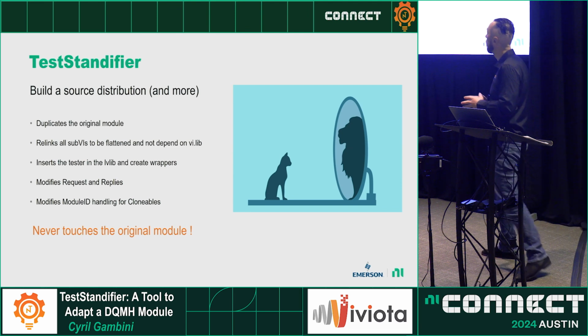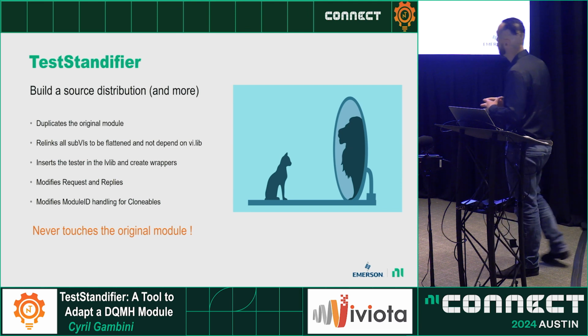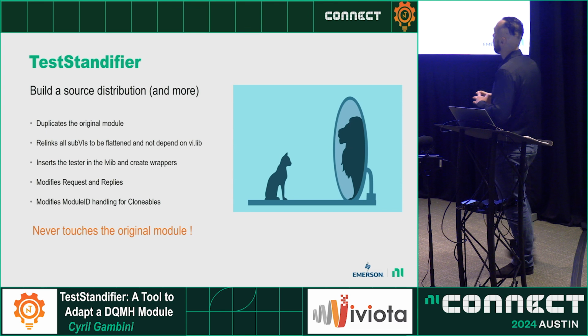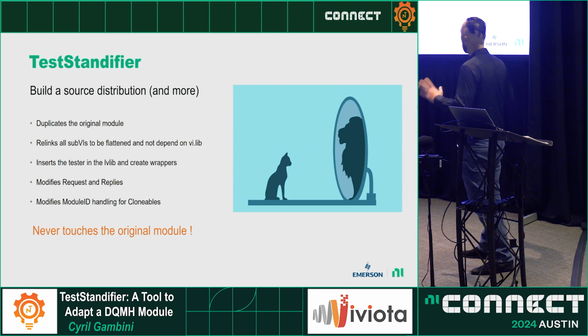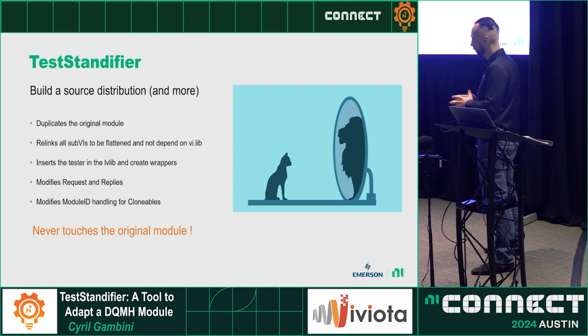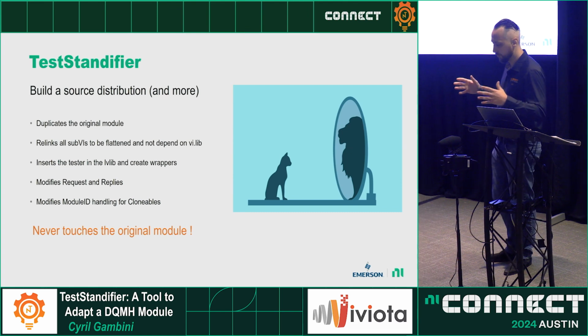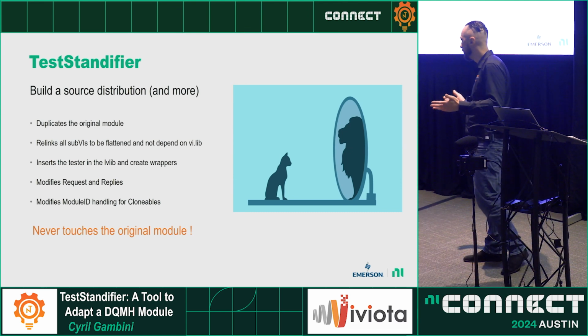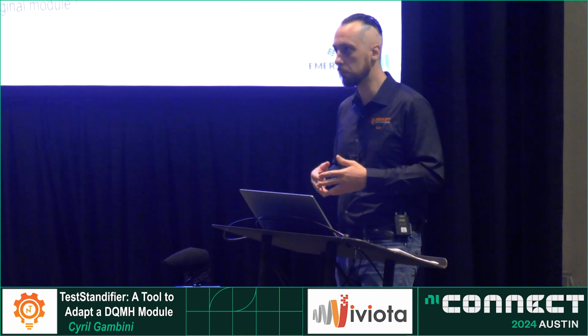Then we create a source distribution. We'll do more than that, but this is actually the first step. Why do we create a source distribution? The main reason is that we never want to touch your original module.